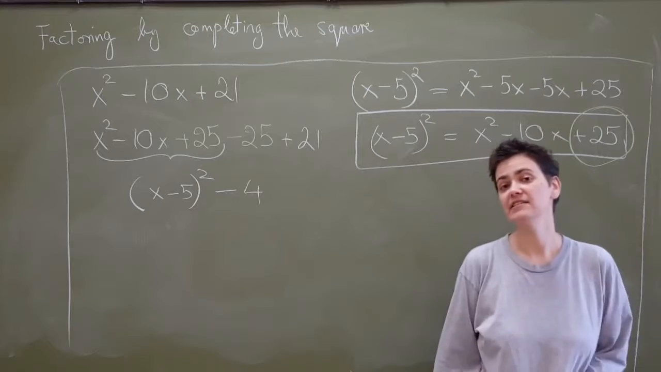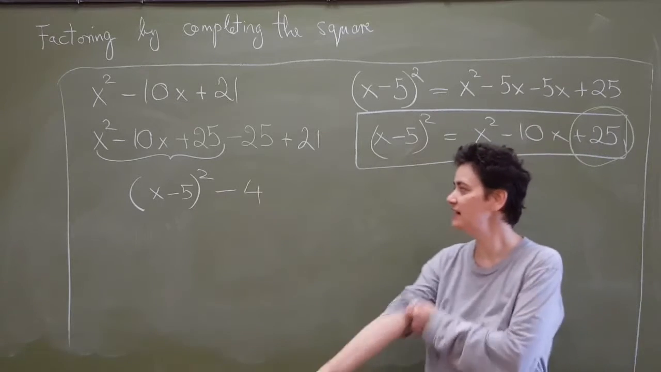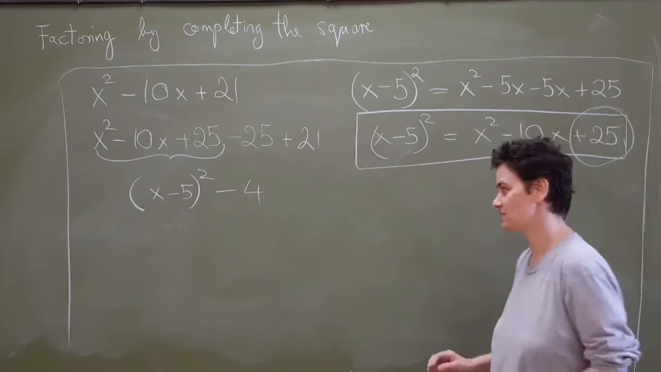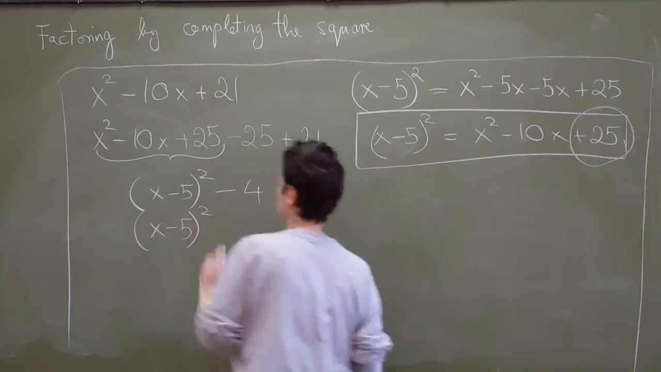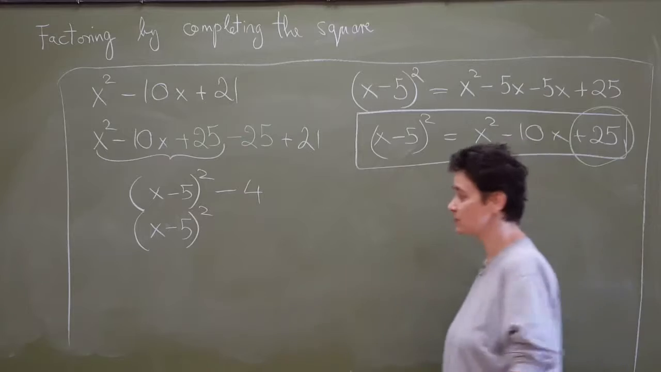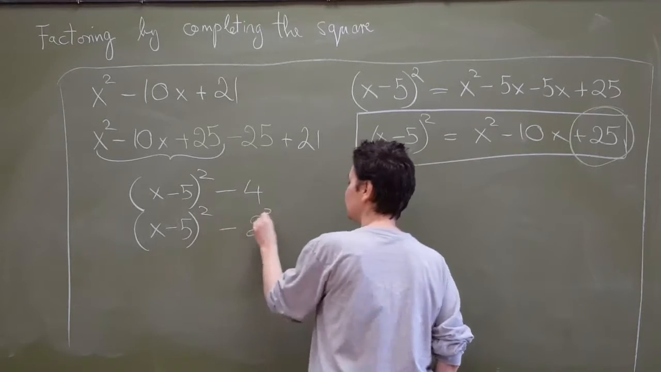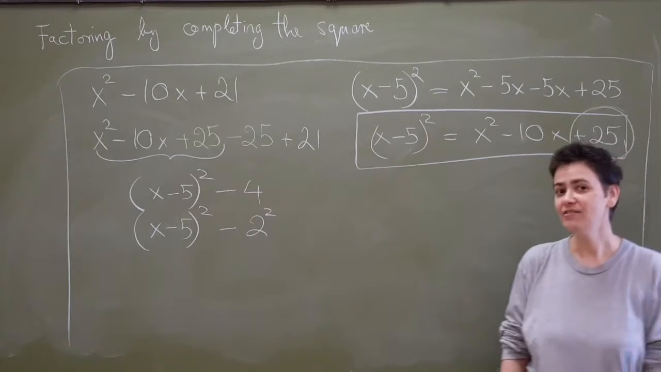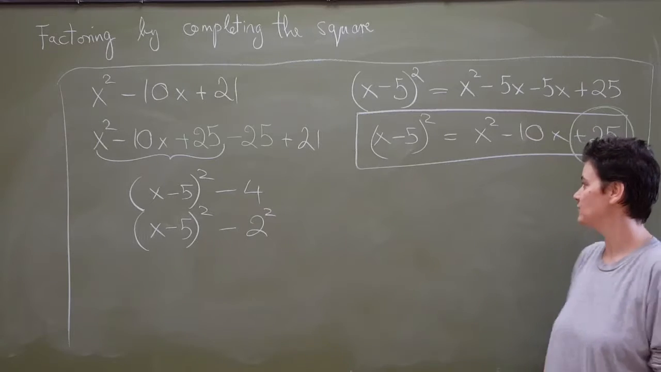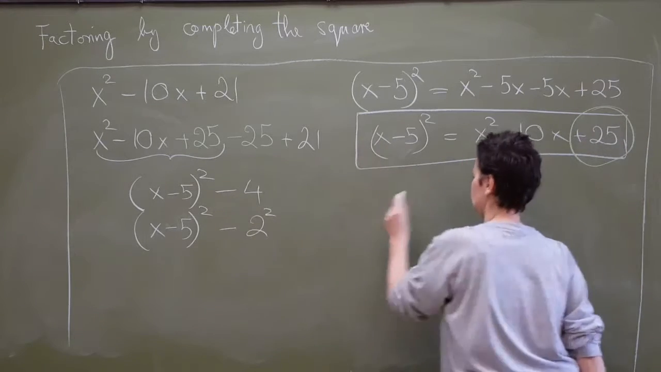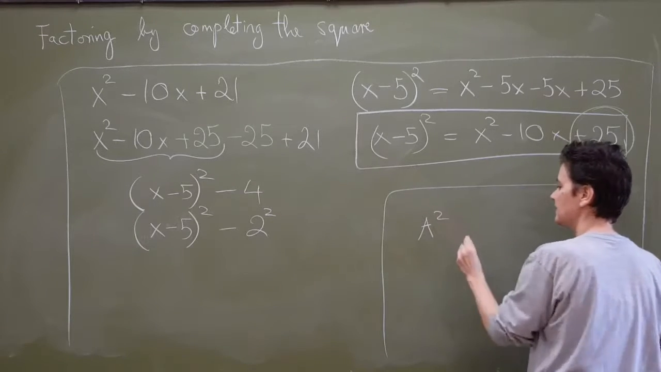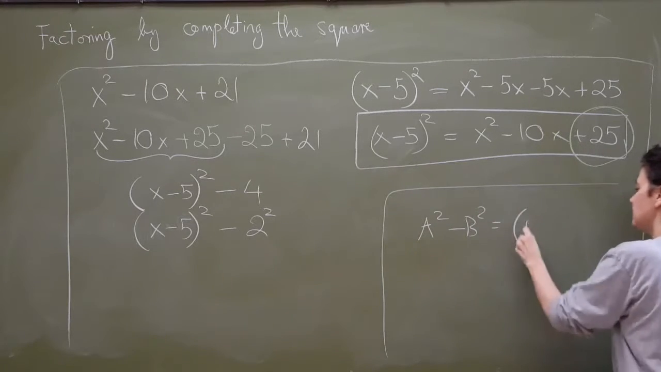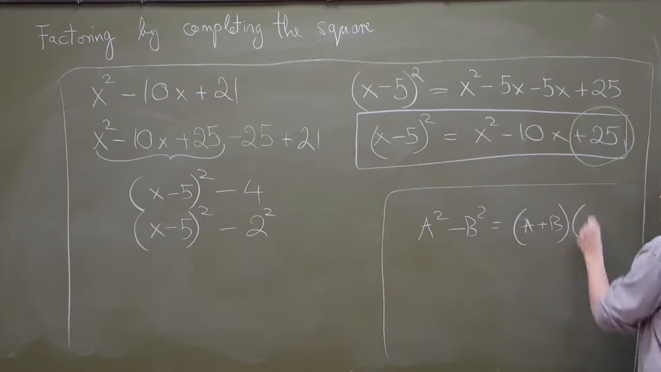But if someone says factor by completing the square, then you have a few more steps. We can rewrite this line as a difference of two squares, because 4 happens to be a perfect square, right? And now we can apply the difference of squares theorem. Basically, the difference of squares theorem states that a squared minus b squared is a plus b times a minus b.